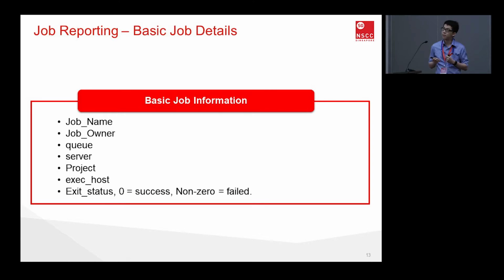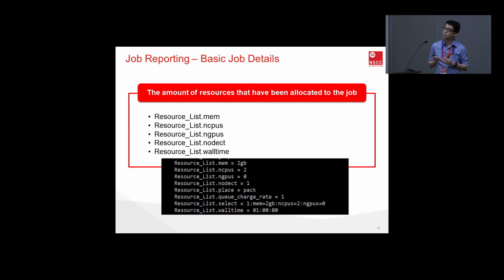Okay, next. The next thing you might want to take note of is that this attribute shows the amount of resource that you have requested and that has been allocated to your jobs. You can see I requested 2 gigabytes of memory and 2 CPUs. This is reflected in here. And another thing is walltime. I only request 1 hour walltime for all my jobs.